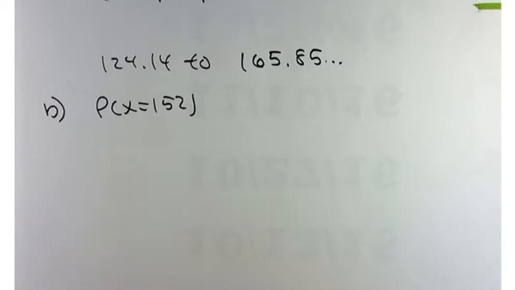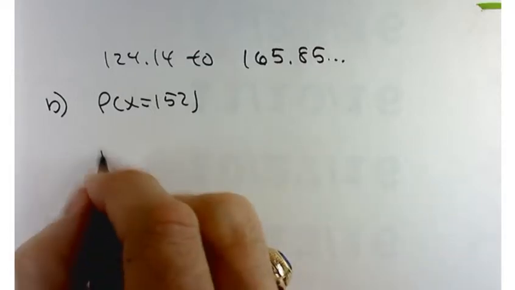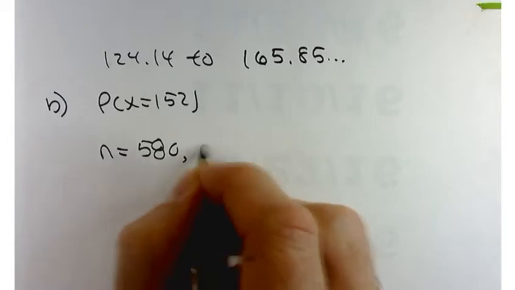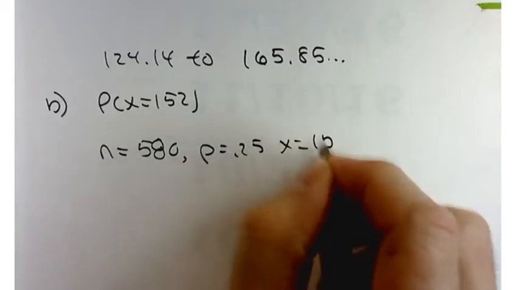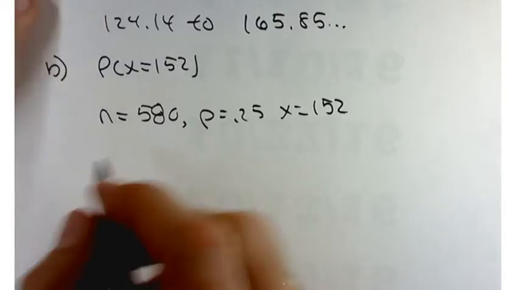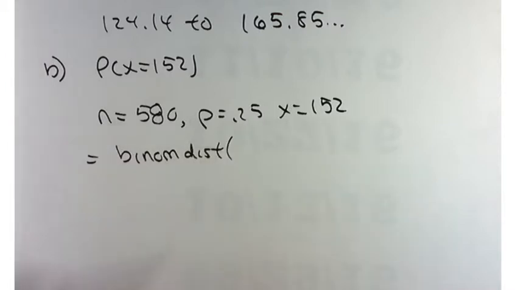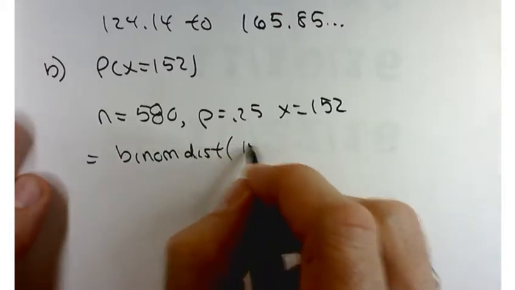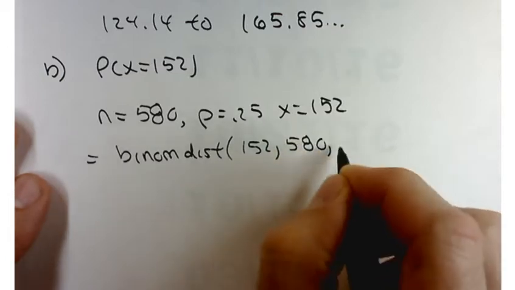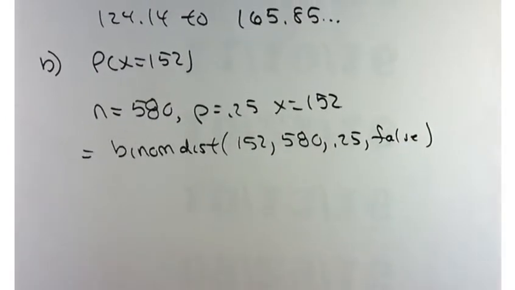Fortunately, you've got a lot of calculator resources here that can help calculate this probability. This is a binomial random variable. N equals 580, P equals 0.25, and X equals 152. Calculate this any way you want. Equals binomial distribution of 152, comma 580, comma 0.25, comma false. False because I don't want the probability of everything up to and including 152. I just want 152.